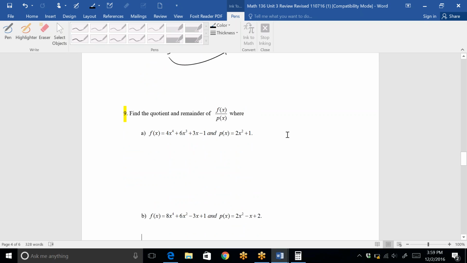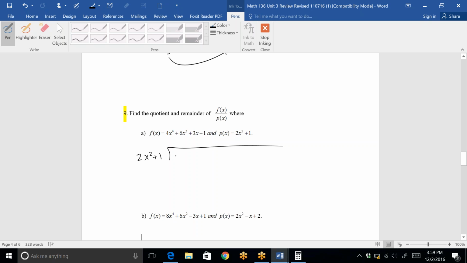So for number 9, we are doing long division, so I'm just going to do one of these. I'll do the first one. The reason we have to do long division is because what we're dividing by is bigger than x to the first power. So remember, you put what you're dividing by out front.